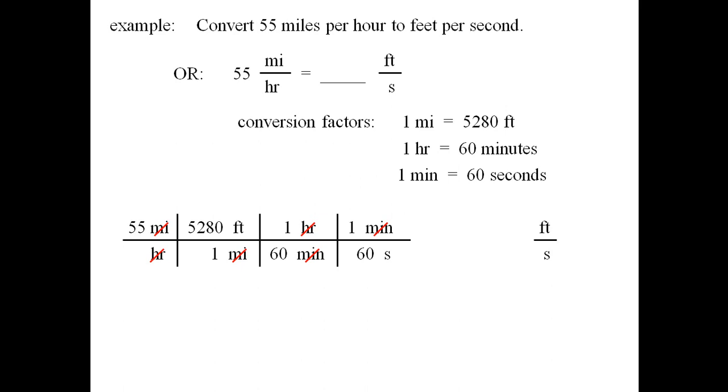Alright, now at this point we're going to multiply across the numerators, multiply across the denominators, and then get your calculator out, do a little work, and it turns out to be 81 feet per second. So we've converted 55 miles per hour to feet per second.